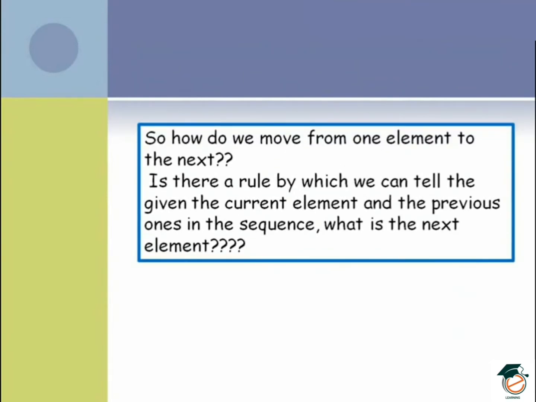Now, how do we move from one element to the next? Is there a rule by which we can tell, given the current element and the previous ones in the sequence, what is the next element? Now if we have a series or a sequence, is there any rule by which we can tell the current element and the previous element? Also, can we tell the next element? Now if we have a rule or a pattern, then we can easily tell the next element or the previous element. But what is that rule? This is something we are going to study under the progressions.